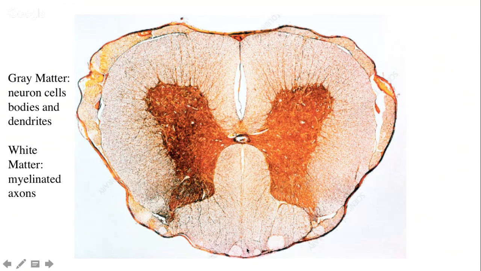So sometimes it'll ask you to get specific in quizzes where it says dorsal column of white matter and ventral column of white matter. And then this will be like ventral horn of gray matter and dorsal horn of gray matter. So you can get specific like that if you want to. Let's see. I think that's it for this slide.